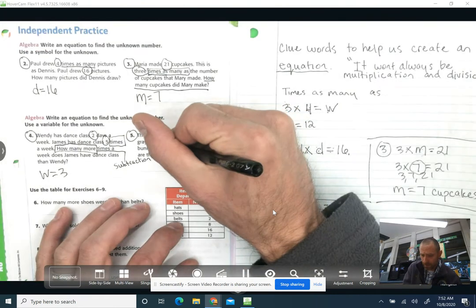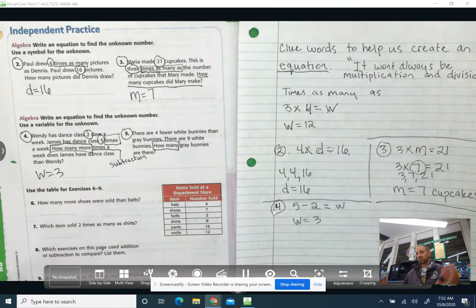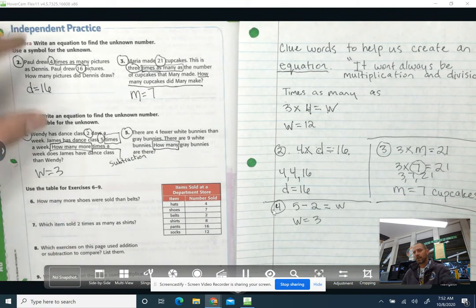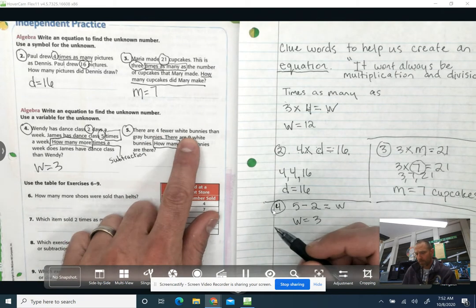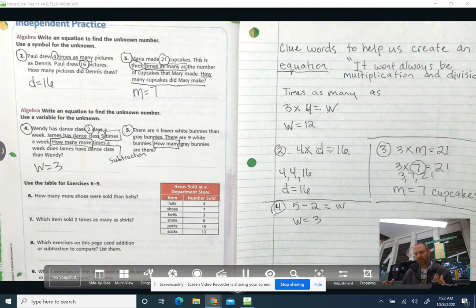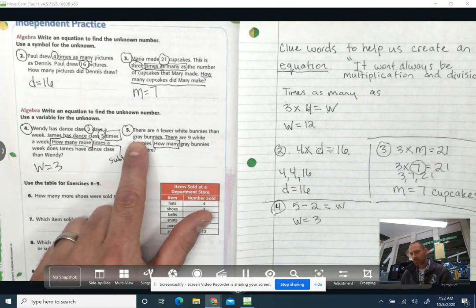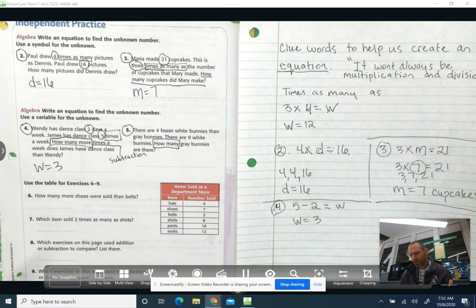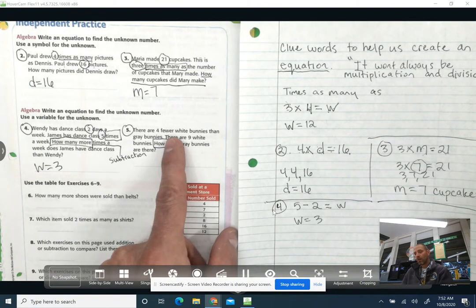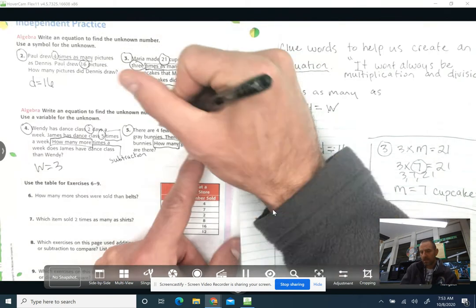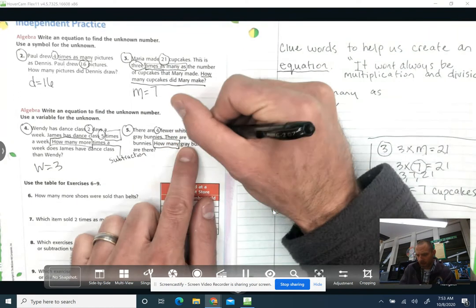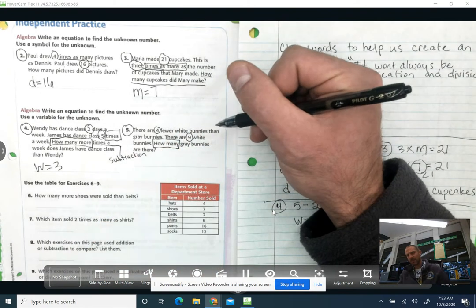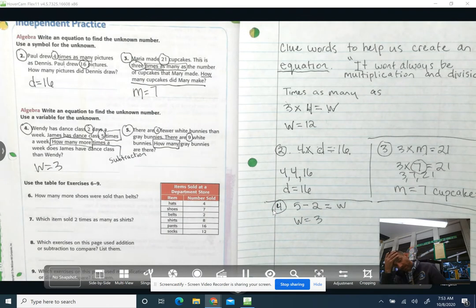Well, how many? That's a tricky one. How many could mean a number of things, right? So let's look closer at this problem. There's 4 fewer white bunnies. Do we know how many white bunnies? We only know that there's 4 fewer than gray bunnies. So how many gray bunnies are there? We don't know. We got to find out. Oh, there's our white bunnies. Okay, so we've got 4 fewer white bunnies than gray bunnies. There are 9 white bunnies. How many gray bunnies are there?